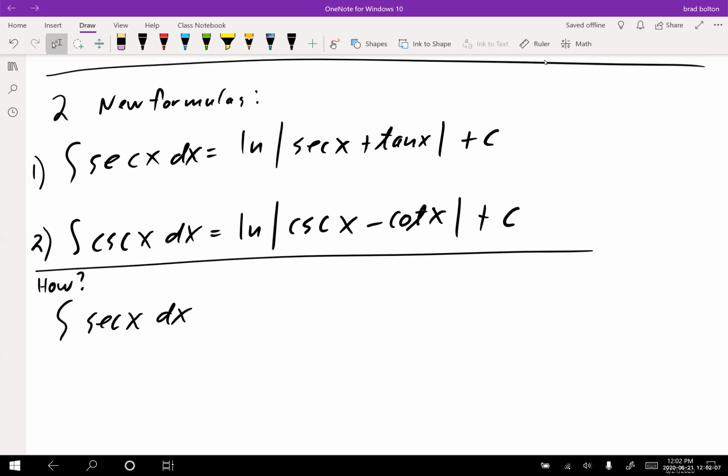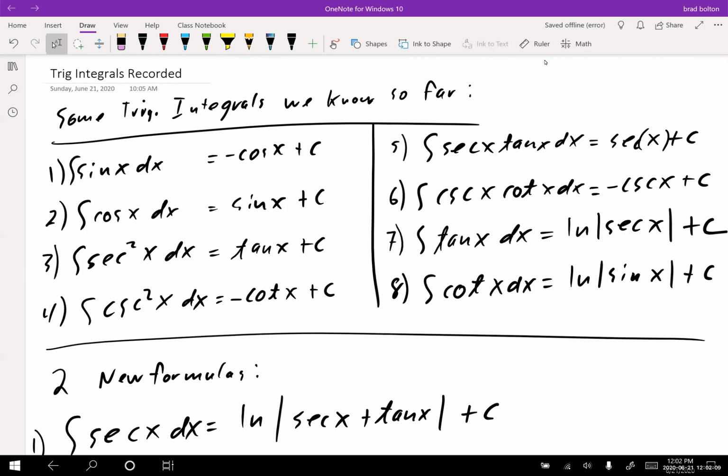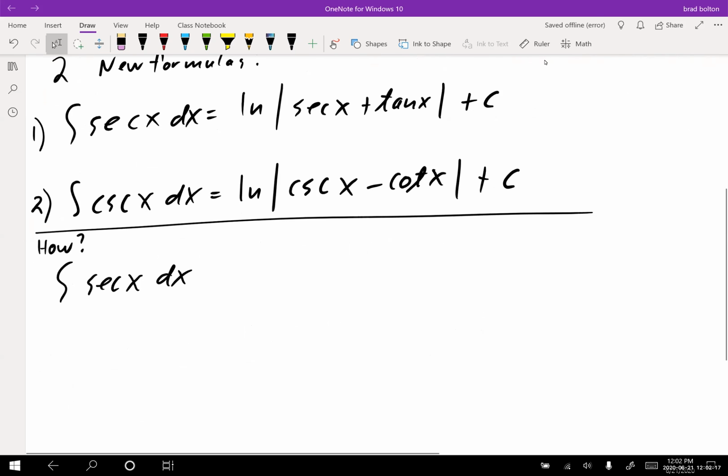Okay, so if you notice, those aren't up here. There's secant x tan x and cosecant x cotan x, and there's also secant squared and cosecant squared, but there's not just plain cosecant and plain secant x, okay? So the integral of secant x dx is equal to the natural log of the absolute value of secant x plus tan x plus c, and the integral of cosecant x dx is equal to the natural log of cosecant x minus cotan x plus c.